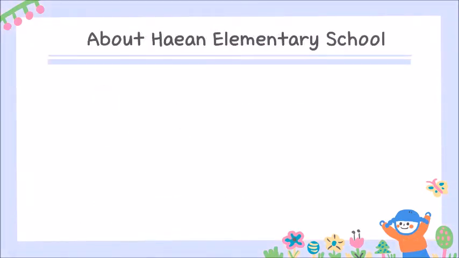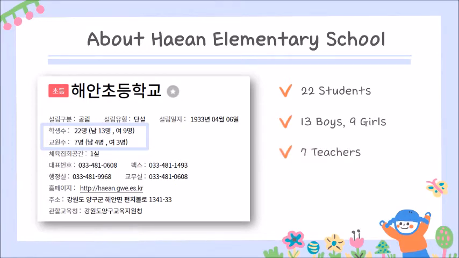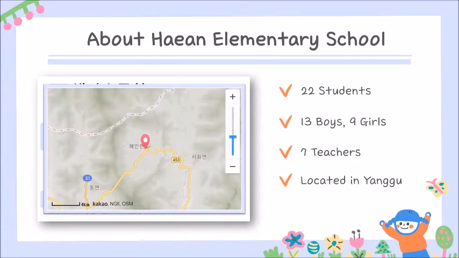Now, let's begin with some information about Han Elementary School. According to the school's website, there are 22 students. 13 of them are boys and 9 of them are girls. Also, there are 7 teachers. The school is located in Yanggu, and if you look the address up in maps, you can find out that the school is located near MDL, which is Hyujeonsan in Korean.